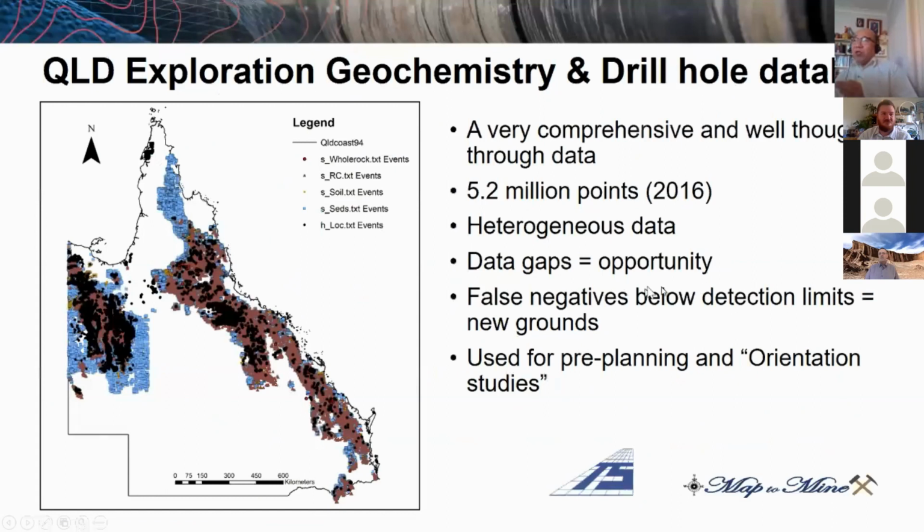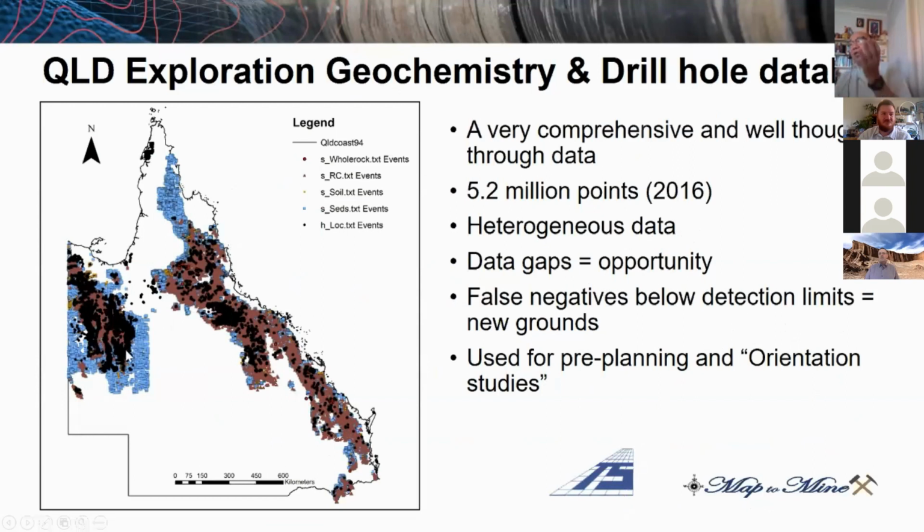In terms of exploration geochemistry, this is compiled by TerraSearch and Map2Mine. This is a really good database, I should admit. However, it has a problem that it's really heterogeneous and it's always concentrated in the exposed area of Queensland. There are a lot of gaps in between the data, and gaps mean there are more opportunities in Queensland, and there's also a lot of false negatives that are below detection limits, which means that there are a lot of areas that have been explored, but they were analyzed using very coarse detection limits.